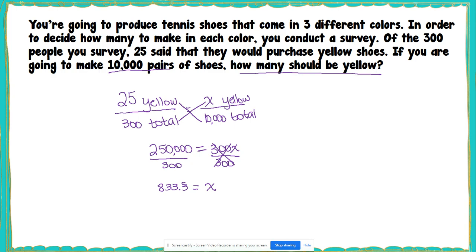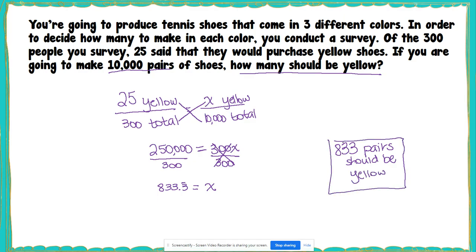833.3 repeating. However, I know that I can't actually make 0.3 or 1/3 of a pair of shoes. So, in this case, I would have to round. And when I round this, I would get that I would have approximately 833 pairs of shoes should be yellow. Now, this is only an approximation because this is based on the data from the sample. When we make inferences, we can make good estimates about the total population, but we can't be certain that those estimates are going to be exact.